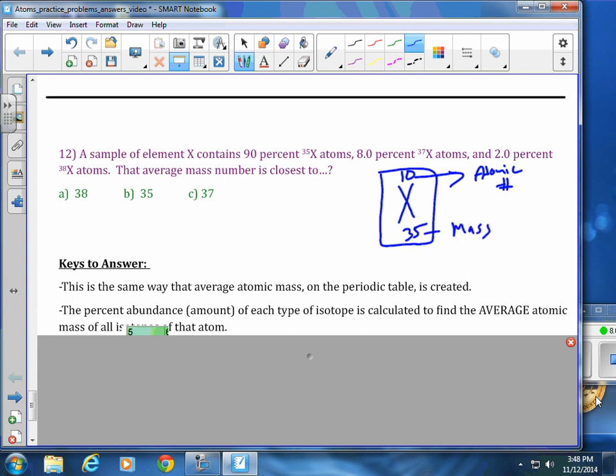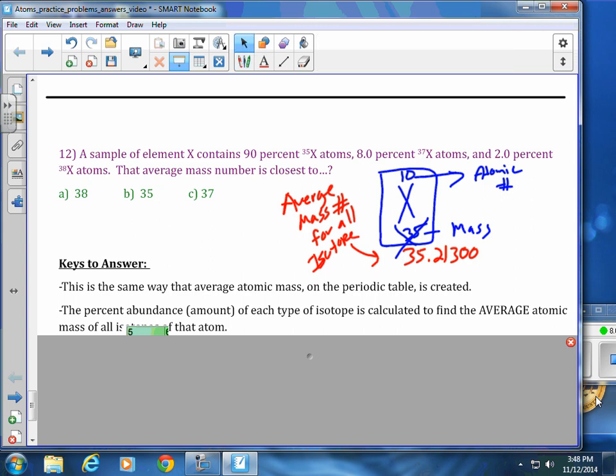Well, on a real periodic table, it's not 35. What do they really have? They would have 35.21300, blah, blah, blah. And so what they're doing is, this is your mass number, but this is the average mass number for all isotopes. So what they did is they combined all the abundances of the isotopes and they averaged that information to create this number here at the bottom.